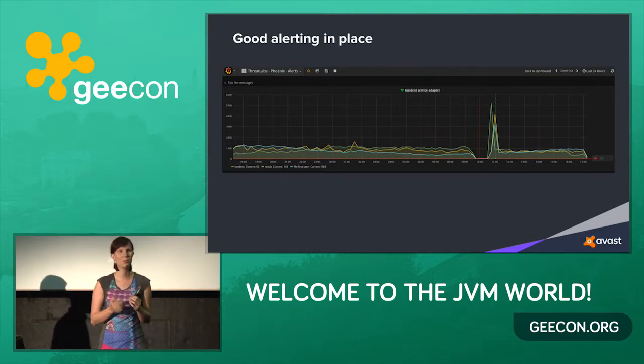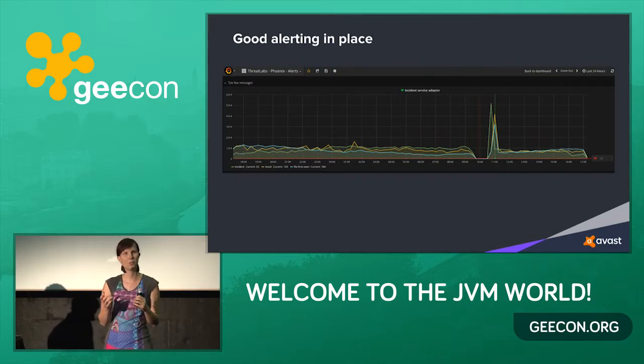So we started to be on call for this, and we actually had to learn how to be efficient while being on call. The first thing that we realized is that it's very crucial to have good monitoring in place, and also good alerting. So for monitoring and alerting, we use Grafana that has alerting built in.